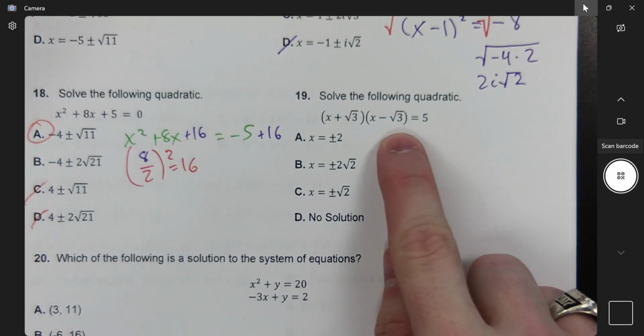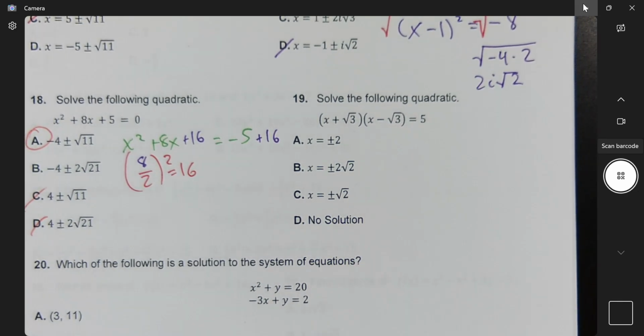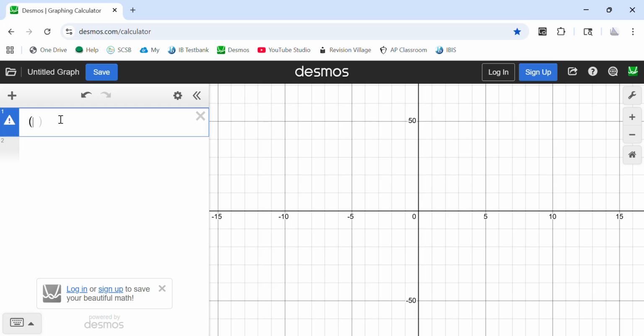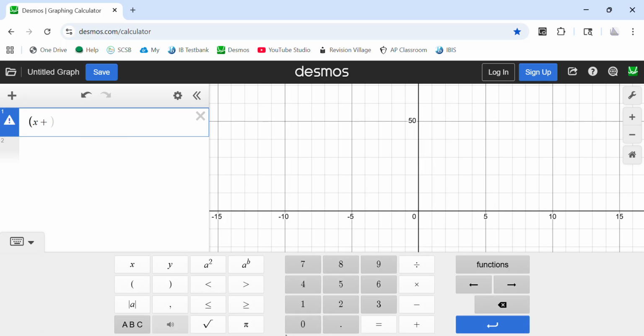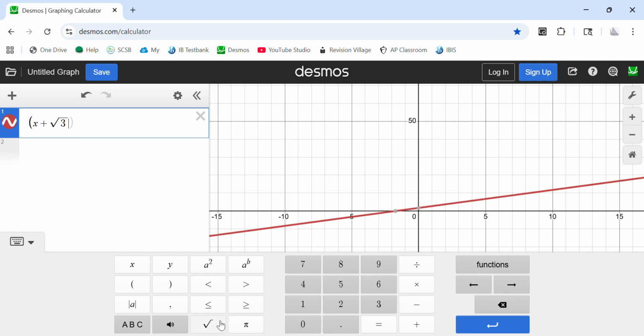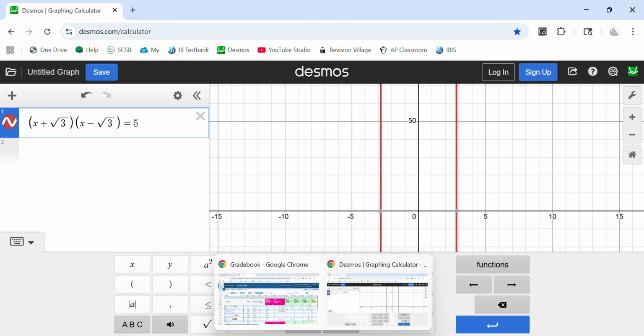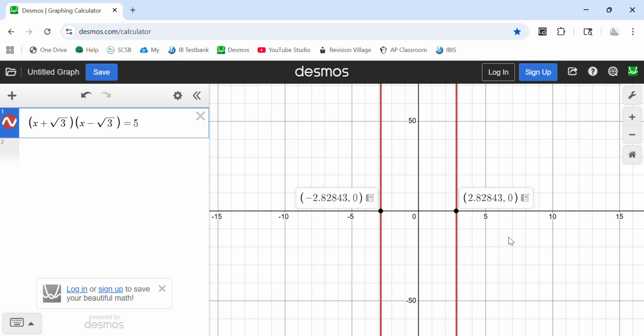Okay, this one. Tricky, tricky, unless you use Desmos. Let's go straight to Desmos. I'm going to type exactly what I saw. X plus, now square root is down here. Square root 3, get out of the root, close, open. X minus square root 3, close. And you can even do equals 5. And what you'll see is your answers. -2.8 and +2.8.